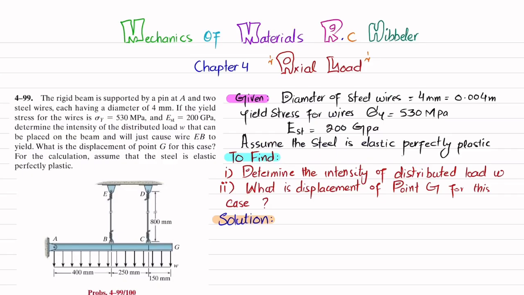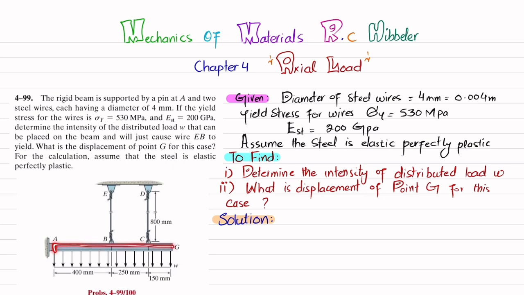Welcome back. Problem 4-99. This problem is taken from chapter number 4, Axial Loading, and the book name is Mechanics of Materials by R.C. Hibbeler. The statement is: the rigid beam is supported by a pin at A and two steel wires having diameter of 4 mm. If the yield stress for the wire is 530 megapascal and the modulus of elasticity for steel wire is 200 megapascal, determine the intensity of distributed load W that can be placed on the beam and will cause wire EB to yield. What is the displacement of point G for this case? For the calculation, assume the steel is elastic and perfectly plastic.